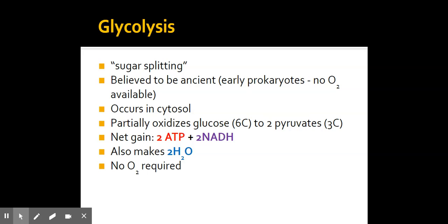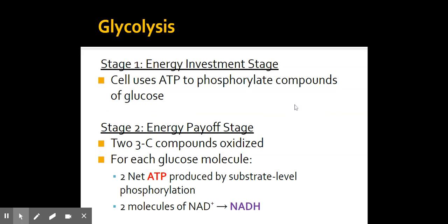We are going to get a net gain of 2 ATP and additional energy molecules referred to as NADH. Additionally, what we're going to be getting out of some of this is going to be some water molecules. Again, this is going to be no oxygen required. So there are two stages that are going to be taking place in this glycolysis.